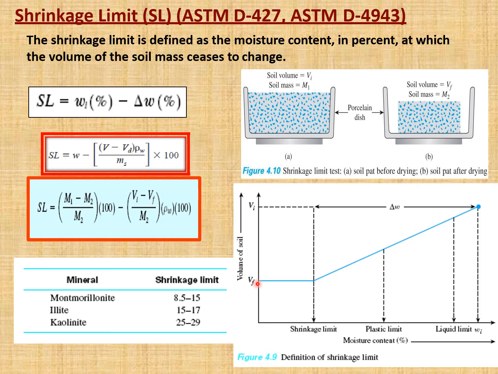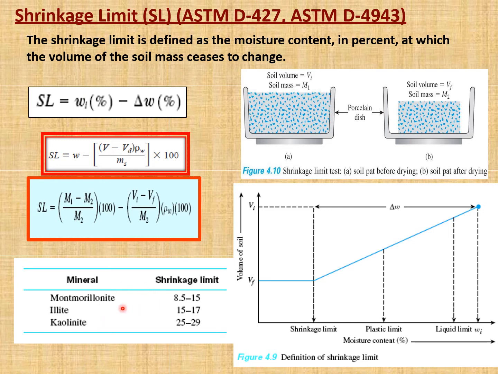So this is very, very important. And in fact, this concept has been used to determine the shrinkage limit. Or you can say that these formulas or equations which are written over here have been developed based upon this concept that the volume of soil at shrinkage limit is equal to the volume of absolutely dry soil.